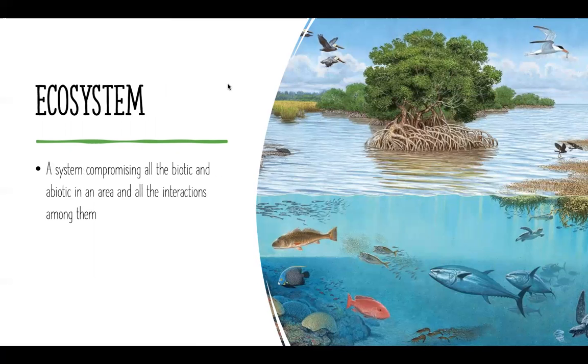Ecosystem. A system comprising all the biotic and abiotic things in an area and all the interactions among them. So we can see an ecosystem and all the organisms: a shark, fish, fungi or mushrooms, birds, trees. There are so many organisms in here. That's an interaction. An ecosystem is where organisms interact, and it also includes non-living things, okay?